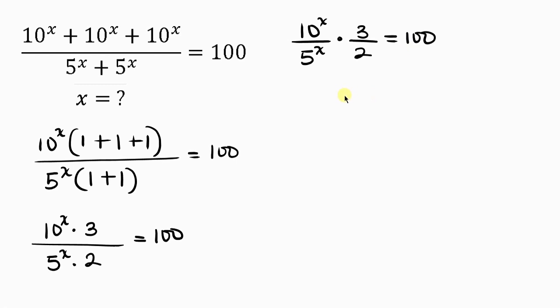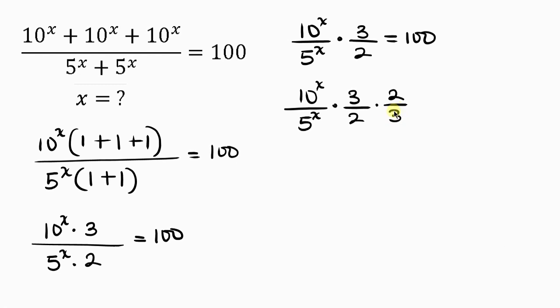Now, there is something I need to do on our next step. In our next step, I'm going to be removing this constant term from the left-hand side. And how do I do that? It is simply by multiplying it by its inverse. The inverse of 3 over 2 is actually 2 over 3. So, I have 10 to the x all over 5 to the x times 3 over 2. Remember, I want to remove 3 over 2, and in order to do that, I multiply by the inverse, which is 2 over 3.